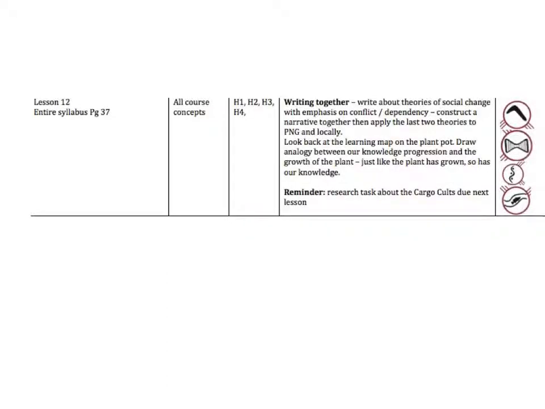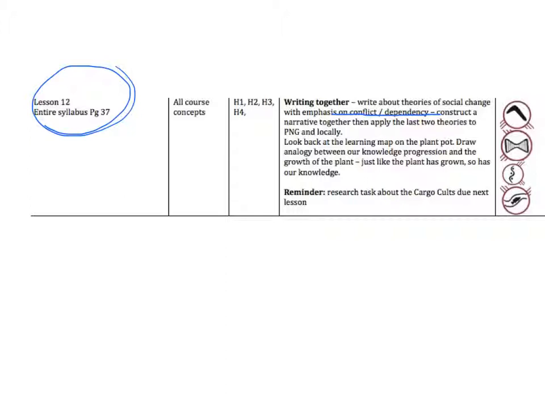So this is essentially a revision lesson of the entire page 37 of the syllabus. This is before we go on to our Papua New Guinea country study. So what we want to do is a writing together activity, just like the activity we did in lesson 7, except this time we want to write about theories of social change with emphasis on conflict and dependency theory. The reason we're putting the emphasis on those theories here is because those are the theories that we're going to apply to our country as part of our country study. So we want to scaffold that information a little bit by focusing on those here.